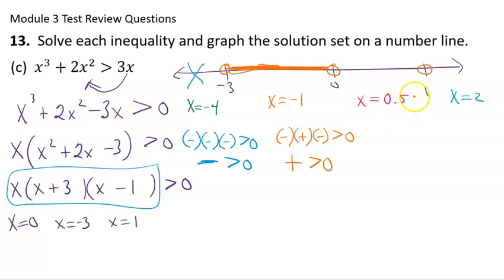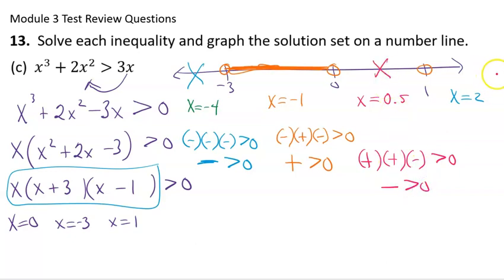Now let's check 0.5. Decimal, you say, is that bad? This is perfectly fine, especially using the little trick I'm showing you. So if I plug 0.5 into just this x over here on the left, I'm looking in this big rectangle here. If I plug in 0.5 there, that's positive. If I plug in 0.5 there and add 3 to it, that's positive. If I plug in 0.5 there and I subtract 1, that's negative, right? 0.5 minus 1 is a negative number. Okay, is that greater than 0? Well, positive times a positive is a positive times a negative is a negative. Greater than 0. It's not, right?